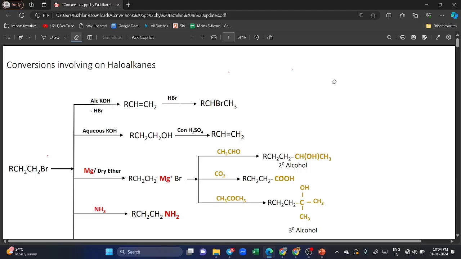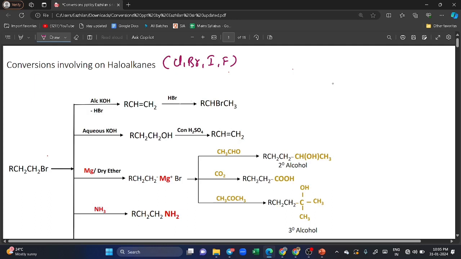Hello students, in today's session I am going to discuss some important conversions related to haloalkanes and arenes. Particularly in the first video I will discuss the conversions involving haloalkanes. Haloalkanes are those compounds where either chlorine, bromine, iodine or fluorine is attached to a hydrocarbon chain. Here I have taken a bromoalkane, and with this example I am going to teach you various conversions.